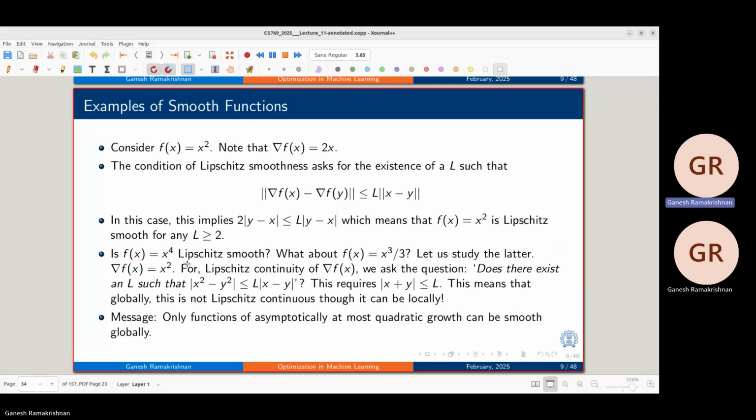So I think this gives you enough exposure to, or an intuition of, when you can expect this. So x raised to 4, please study this. I've already given the answer in some sense. Why is it that it's not Lipschitz smooth? Is x raised to 4 strongly convex, by the way?